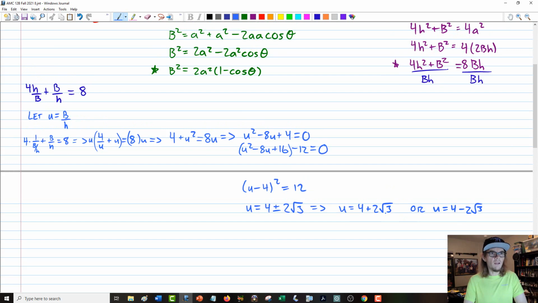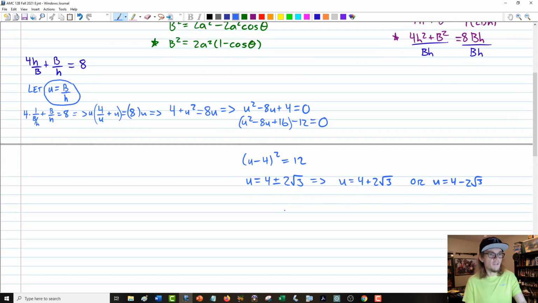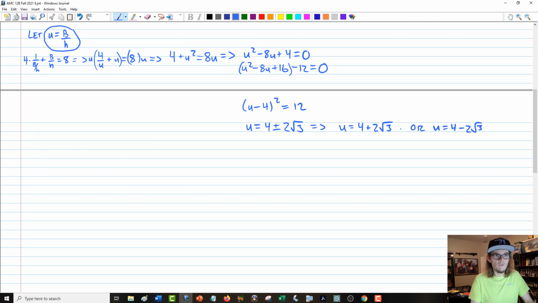But of course it's worth remembering, what are we doing with that value? Well, recall, we let u equal b over h. So therefore we have our two possibilities here. I'll choose the second one. This is what I did when I took the test, so I'll do the same thing. So if u is equal to that, that's the same thing as saying b over h is equal to 4 minus 2 square root of 3.